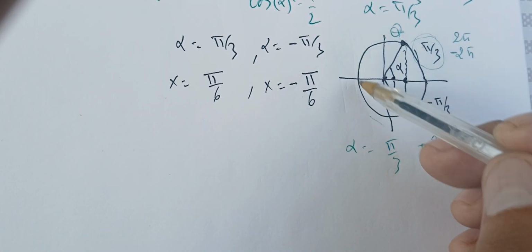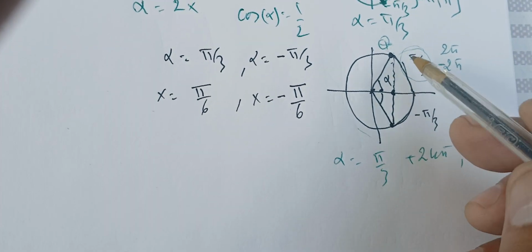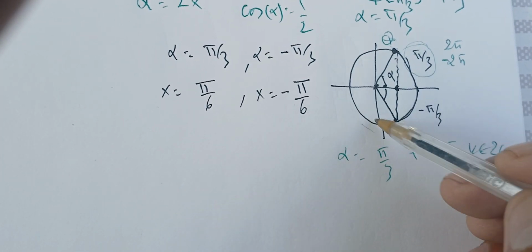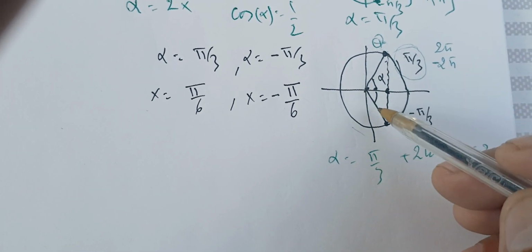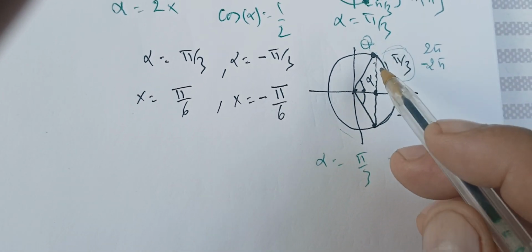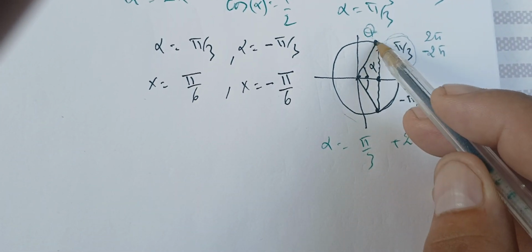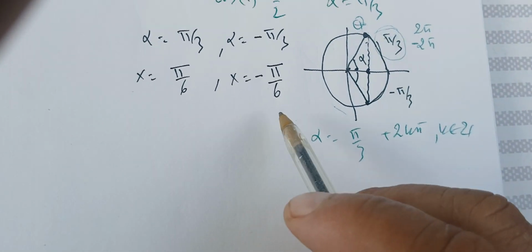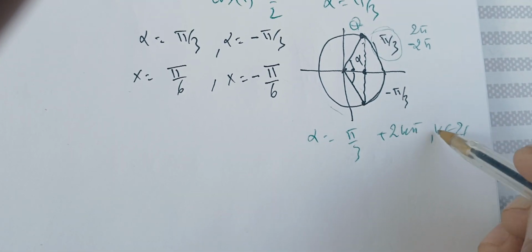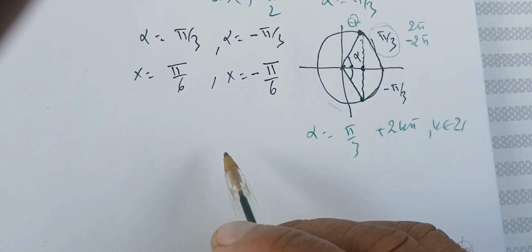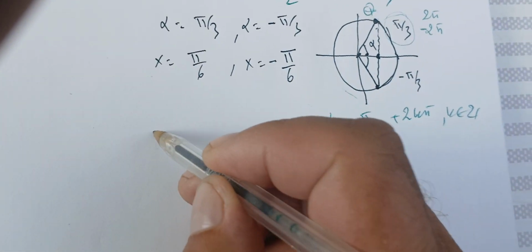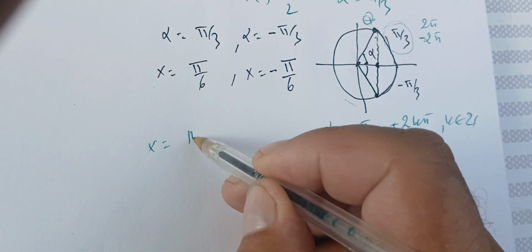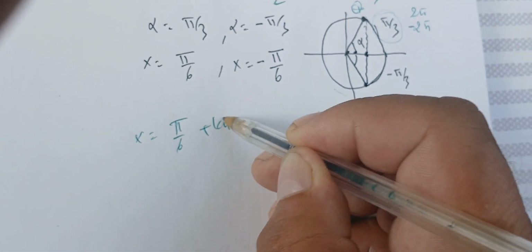Either k is positive or negative, I will come back to this point, if I do 1 or 2 or 3 or k rounds around the circle, or in the negative direction, I will come back to this point. That's why we have this k in Z. And in this case, x is gonna be pi over 6 plus k pi.